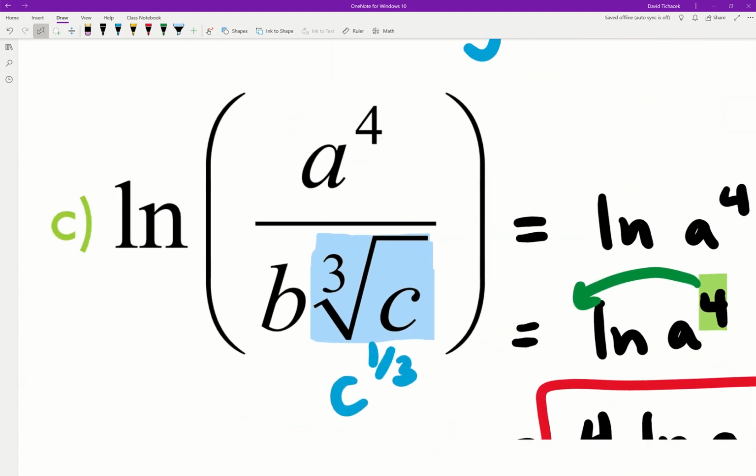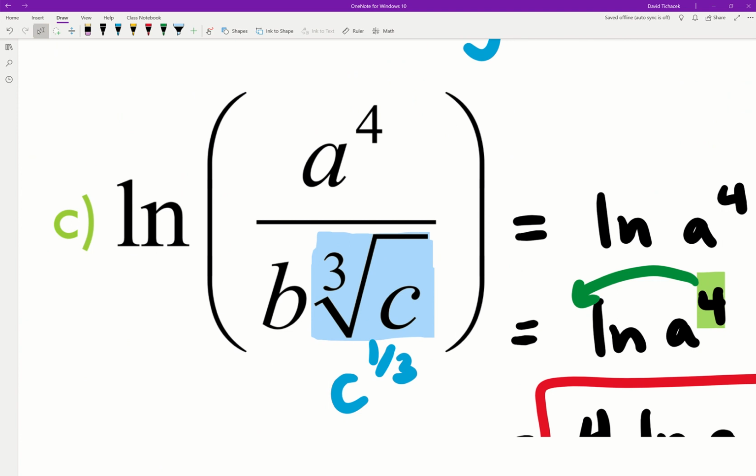Here in this third one, we have the natural log of a to the 4th divided by b times the cube root of c. Remembering always to change any roots you see into their exponential form, so that will be c to the power of 1/3. And the first thing we're going to work with here is going to be that quotient, that fraction bar, right? Because that, remember, represents division, and so our input here is a quotient.